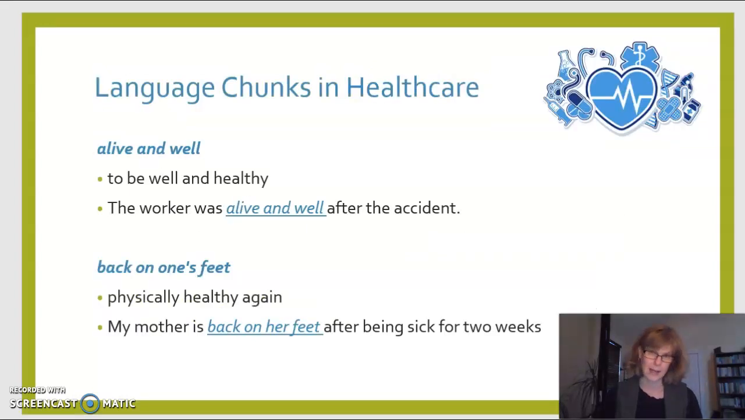Some of you are interested in healthcare. So I was looking for some language chunks or some phrases that are used commonly in healthcare. And here are a few that I found. You might call these even idioms or just phrases that are common. Alive and well, right, to mean being healthy. Or back on one's feet. These are phrases that nurses might use to talk about a patient who's doing very well. My mother is back on her feet after being sick for 2 days.